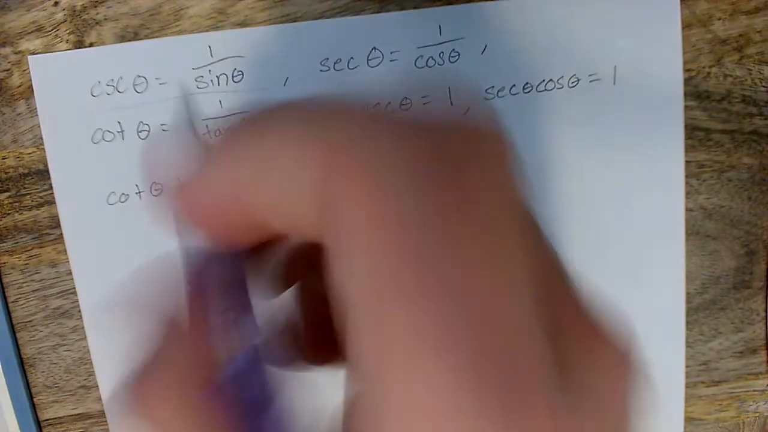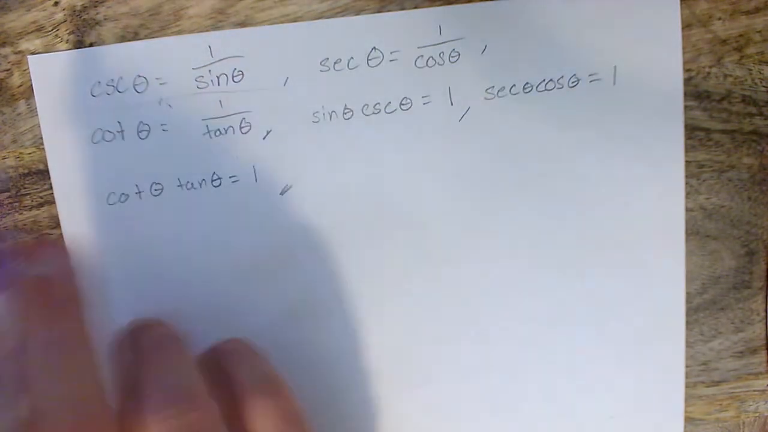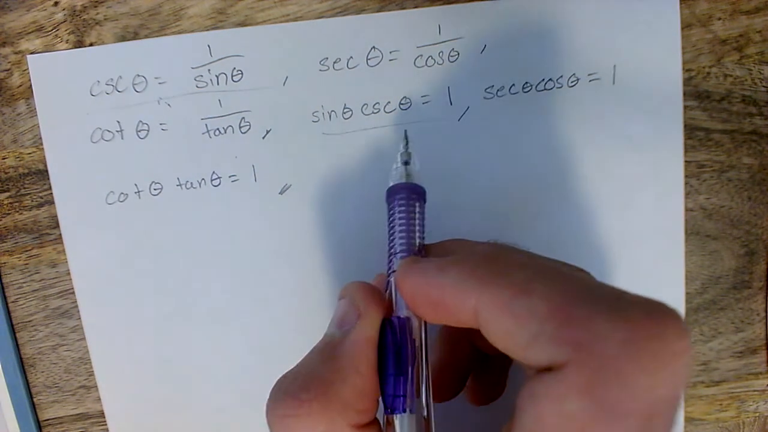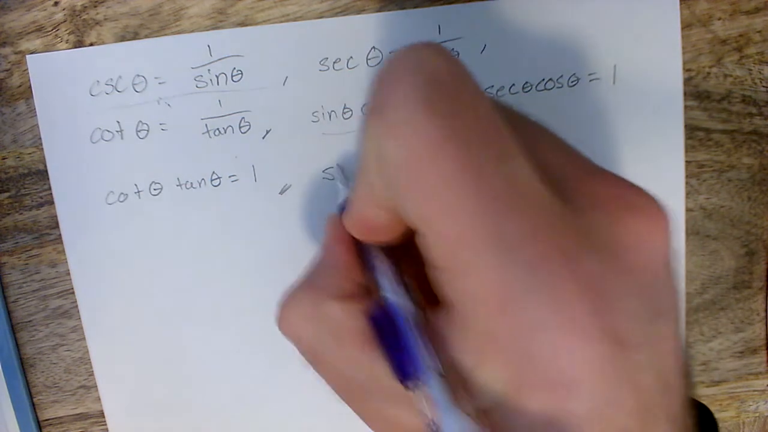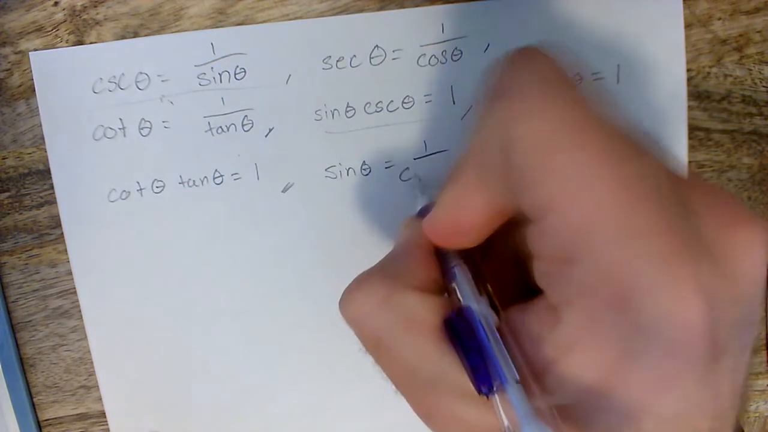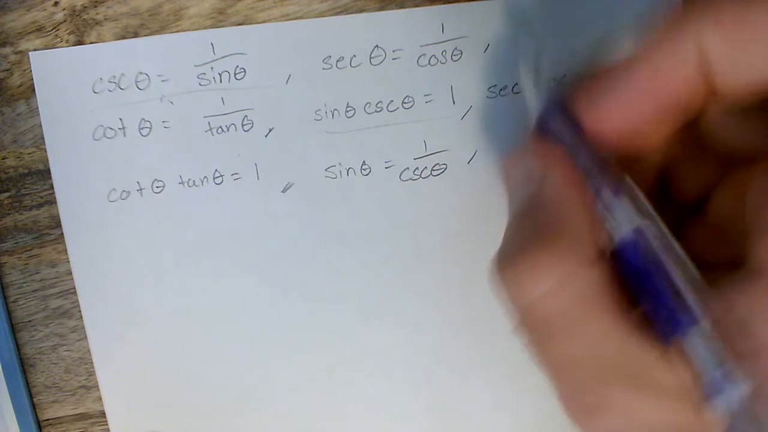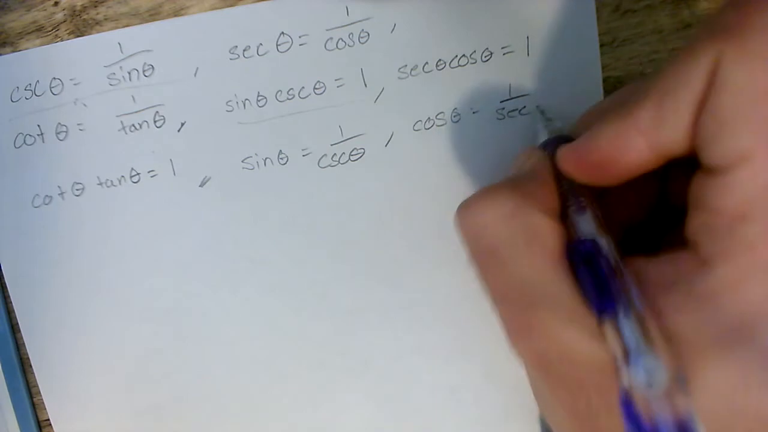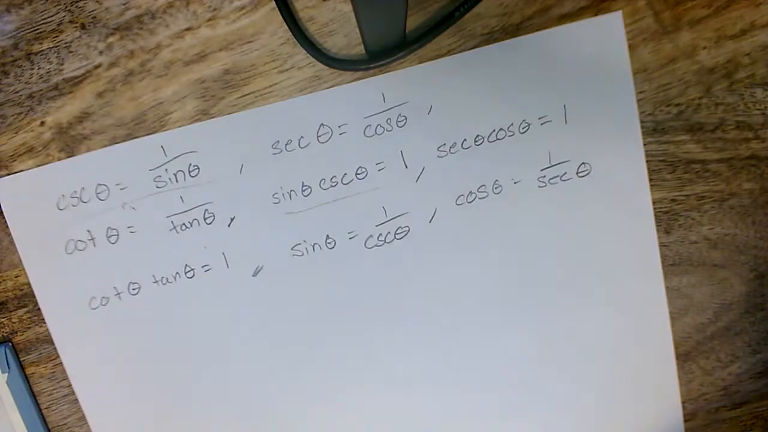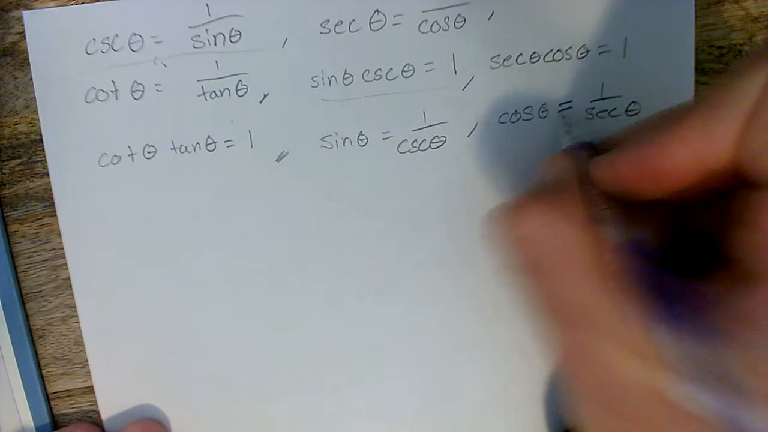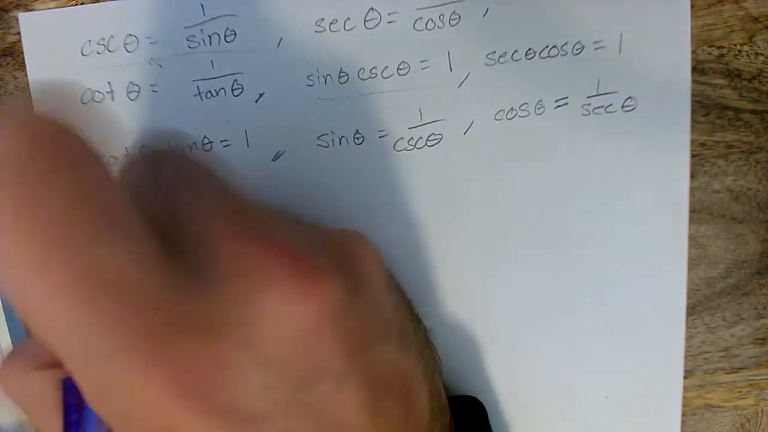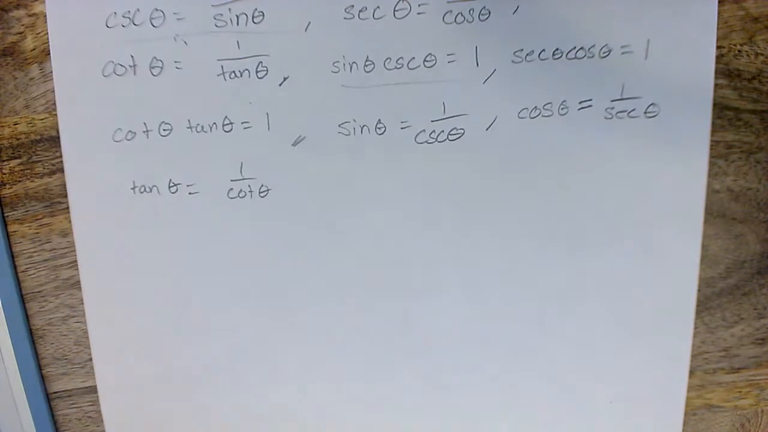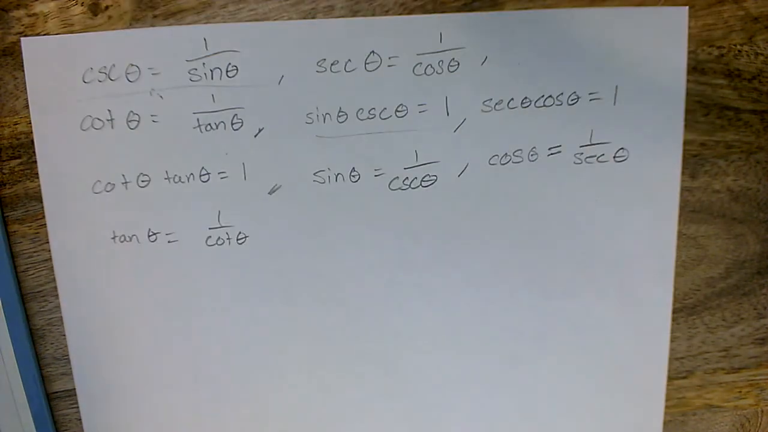And you also can notice that if I start with cosecant of theta equals 1 over sine theta, and divide both sides by cosecant, then I get sine theta is 1 over cosecant of theta. So then cosine theta is 1 over the secant of theta. Right, they're reciprocals of each other, so it should come as no surprise. And tangent of theta is 1 over cotangent of theta. Okay, so we have all those relationships to work with.